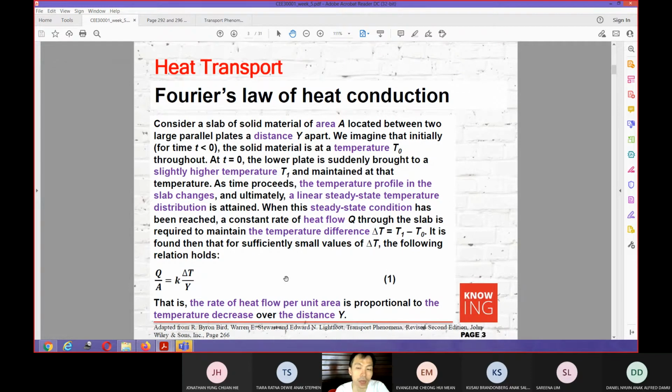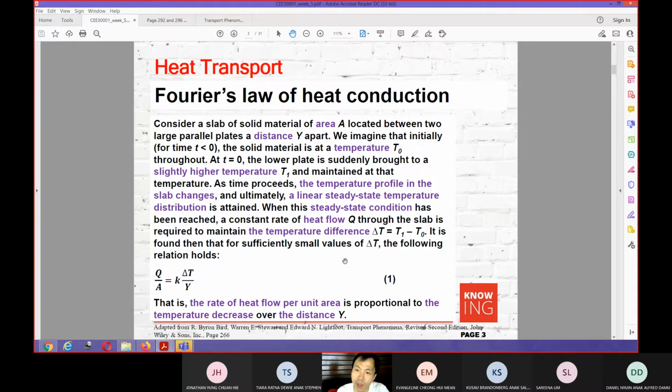Note that this equation 1 is only valid if we have sufficiently small values of delta T. In a way, it's also similar to Newton's law of viscosity, where the difference in velocity should be quite small in order for this relation to be valid.